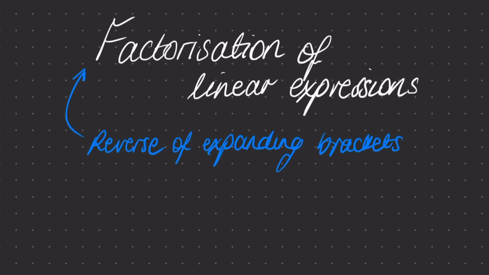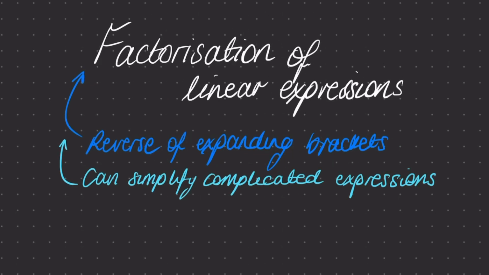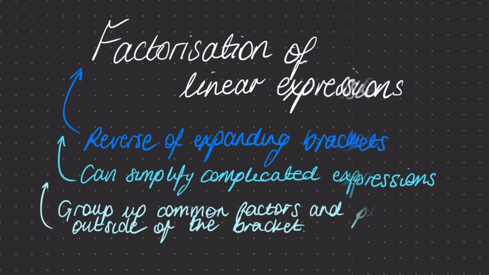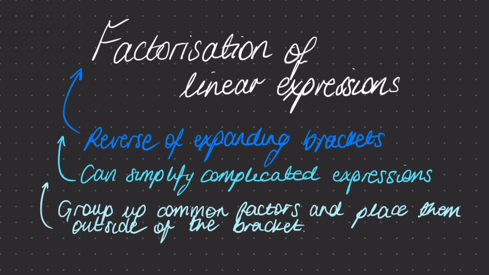Factorisation is the reverse of expanding brackets, which you should have seen before, and it can be used to simplify quite complicated expressions. The way we use it is by grouping up common factors between the different terms in the expression and placing them outside of the bracket at the front. So then we have our common terms, and then we have what is left over inside of the bracket. Now I'm going to give you a step-by-step of how we can go about this.